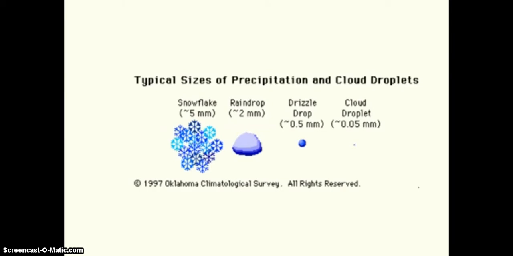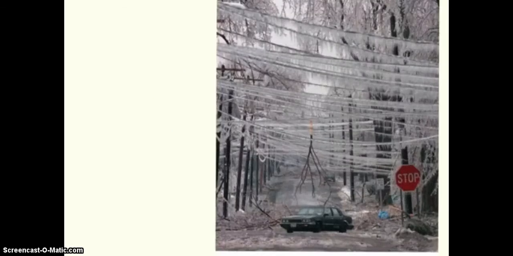Here we have different sizes of precipitation and cloud droplets. So starting on the far right, cloud droplets are very, very small. You'll see they're only like 0.05 millimeters, so very, very tiny. When we start getting into that drizzle, they are a little bit bigger, and that's when they become too heavy to remain up in the sky and will start to fall. Raindrops are 2 millimeters, so quite a bit larger. And then snowflakes are one of the largest types of precipitation.